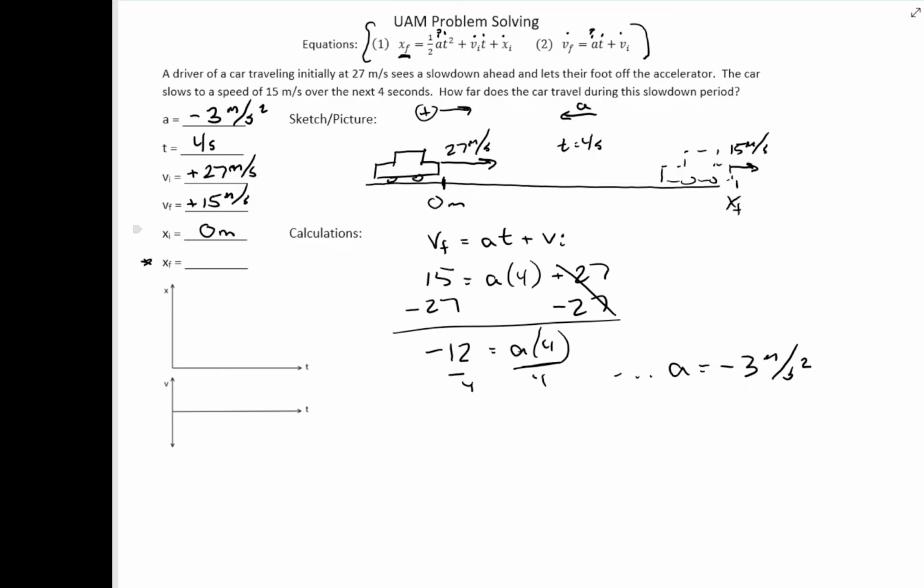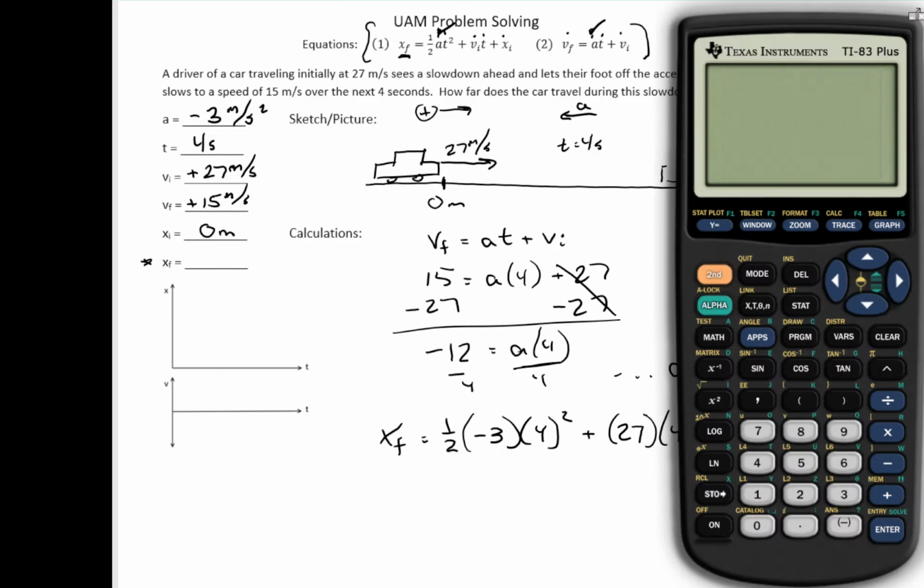Well, now that we have A, I can check that A off in both spots, and now I can find that final position. So my final position, I can plug in the values in that first equation. I'm going to put negative 3 for A. My time is still 4 seconds. I'm going to square that. My initial velocity was 27. My time is 4. And my initial position, I decided to call that 0, and I can solve and find what that final position will be.